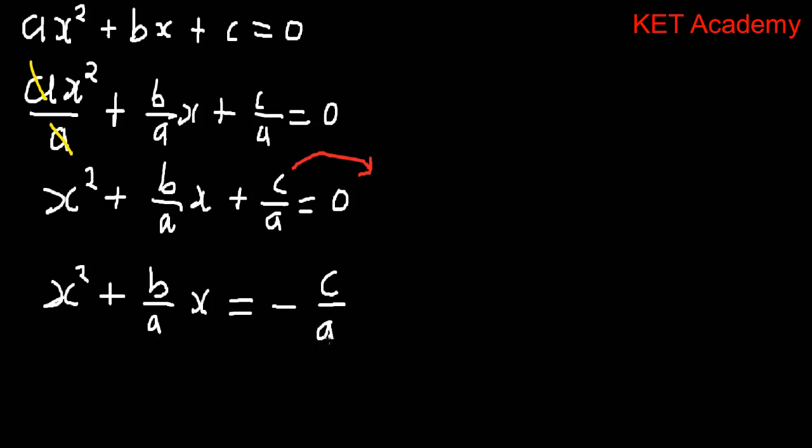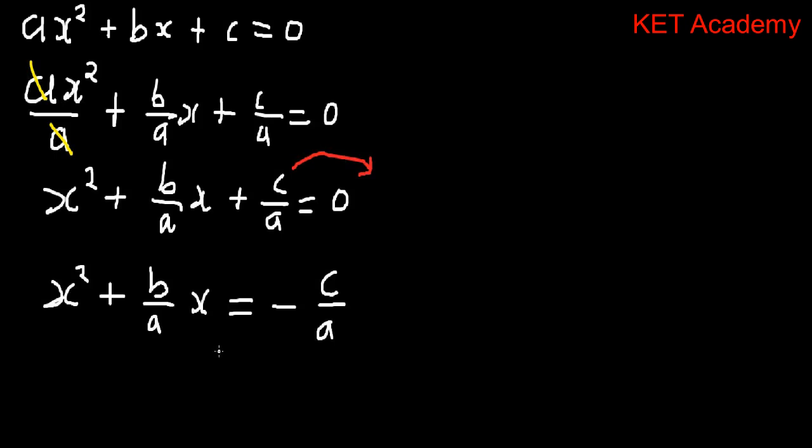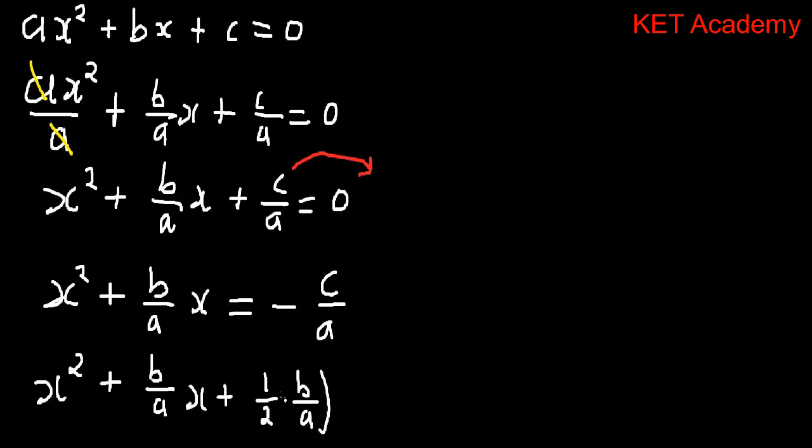Doing that, we're going to have x squared plus b on a x equal to minus c on a. So now the next step, we need to add half the coefficient of x, all that squared, on both sides of the equation. I'm going to explain this step with an example. So the next thing is x squared plus b on a x plus half the coefficient of x. The coefficient of x here is b on a, and now all that squared.